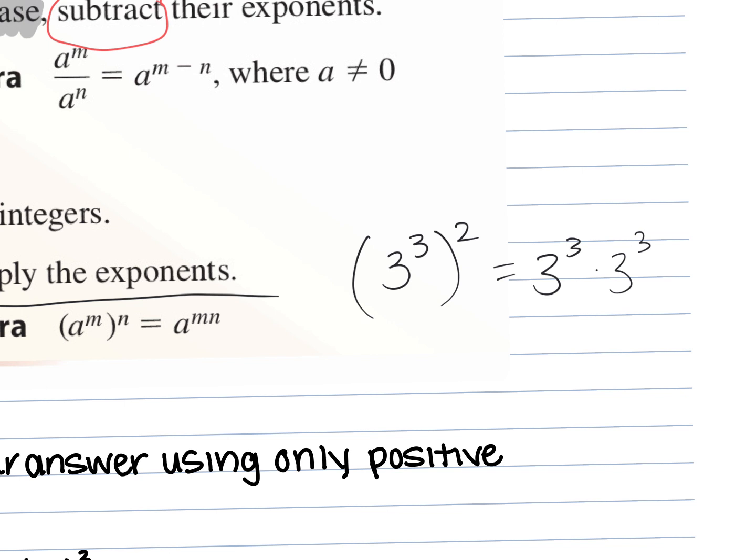Do they have the same base? So what can we do with the exponents? What's 3 plus 3? So we get 3 to the 6th. But check it out. What's 3 times 2 from the beginning? 6. 3 to the 6th. Do you guys see that? Okay, so this is the power to the power property proven.